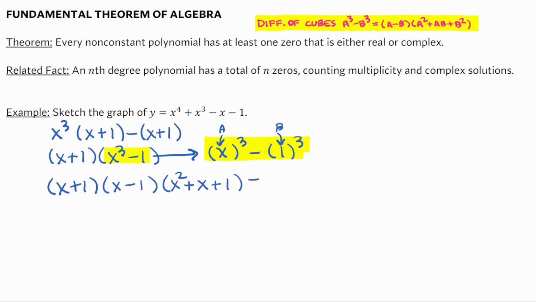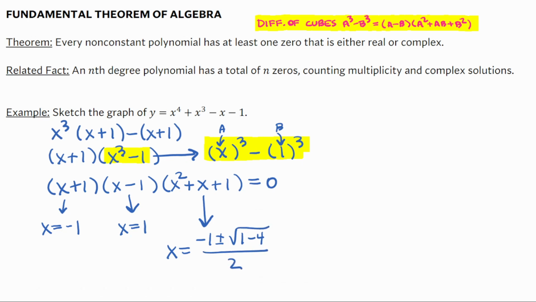Okay, if I want to know about the zeros, I'll set it equal to 0 and say, alright, x plus 1 equals 0. Okay, I know that happens when x is negative 1. x minus 1 equals 0 when x is equal to positive 1. And then there's this thing. Okay, that would equal 0. I'm going to use the quadratic formula because I don't think I can factor that. Negative b plus or minus the square root of b squared minus 4 times a times c all over 2a.